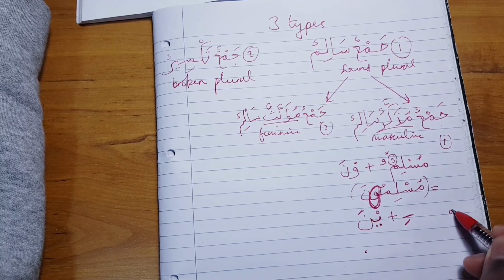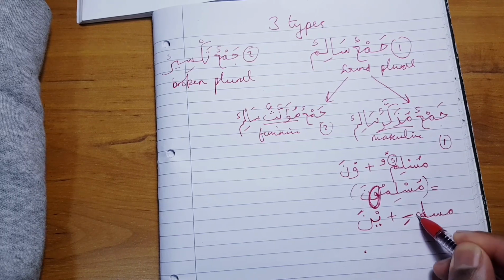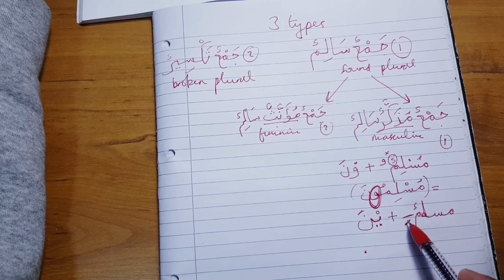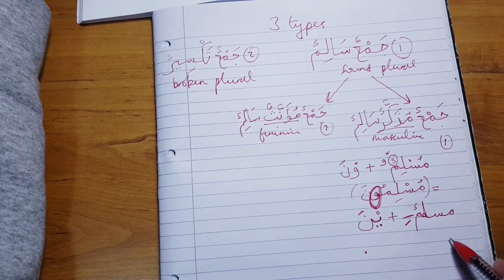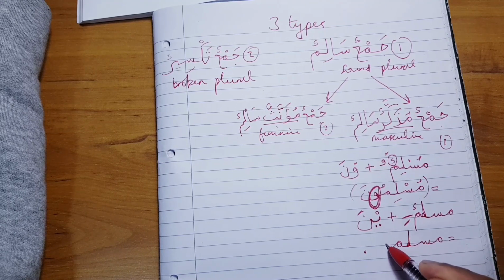So it will be muslimun. You take off the tanween once again. Instead of adding a dhamma here, you add a kasra. Then you add ya and noon. So it becomes muslimina.